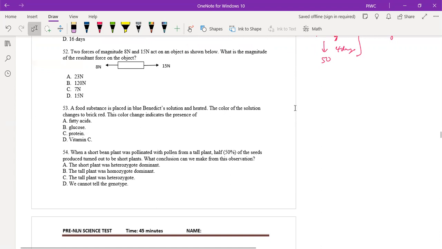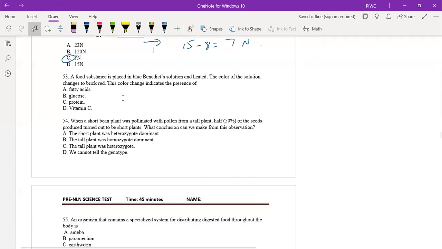Okay, number 52. 2 forces of magnitude 8 and 5 newtons act in opposite directions, as we can see here. What's the magnitude of the resultant force? Resultant force. Okay, somebody try that one. C, 7 newtons. 7 newtons, correct. Opposite directions, you subtract. So it's 15 minus 8, that's 7 newtons. So it's going to push 7 newtons in this direction.